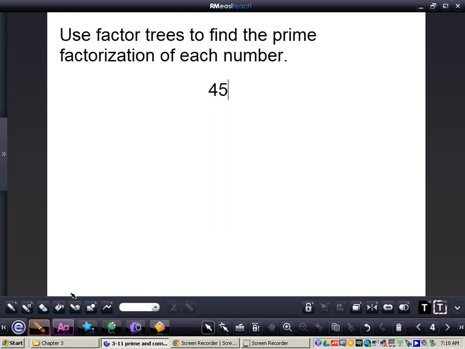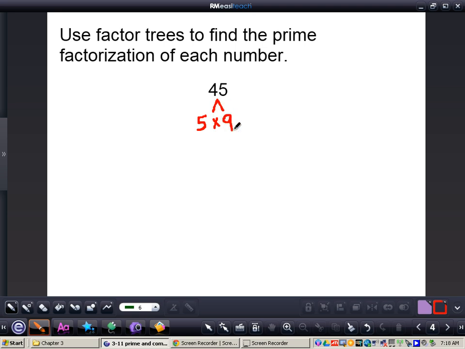Now we're going to write this number down in your notes again. Okay, and we're going to find the prime factorization of 45. Now the first thing we want to do is think of any multiplication problem that can equal the number 45. I think about it, I know 3 times 15, 5 times 9, and we're going to go with 5 times 9. So 5 times 9 gives me 45.